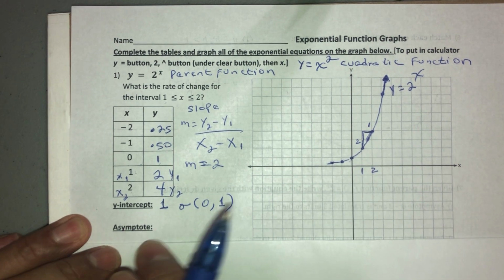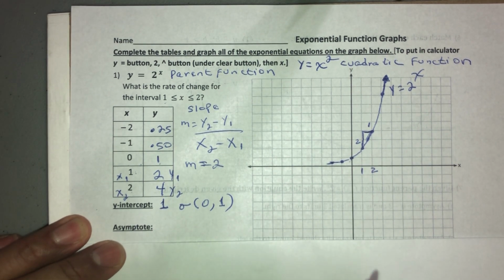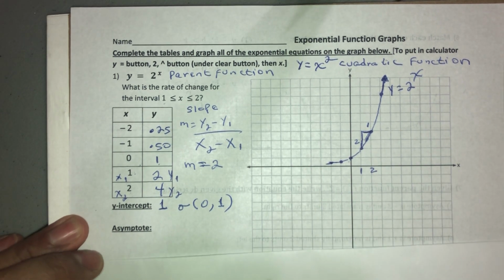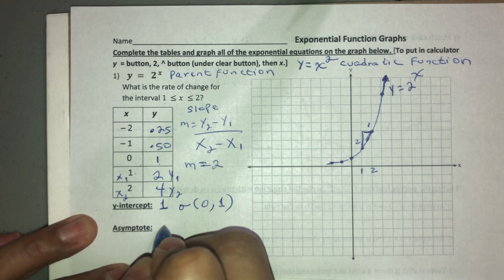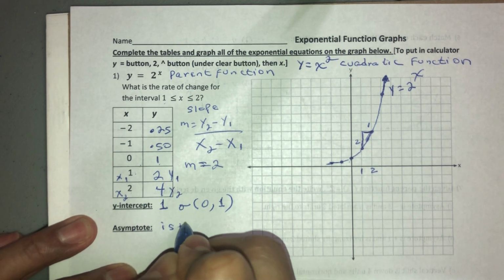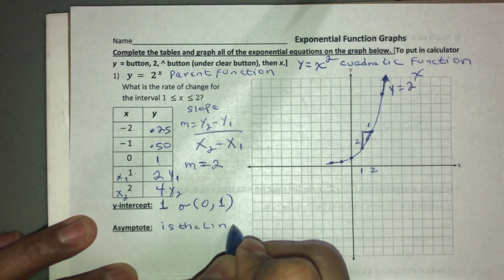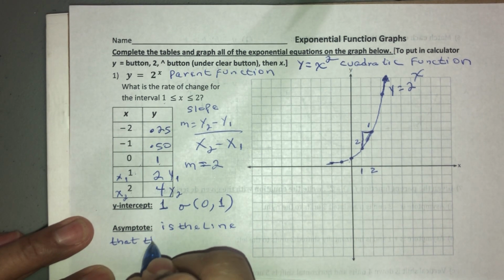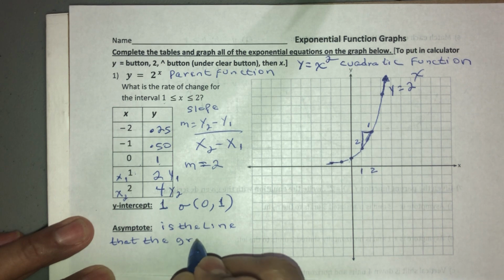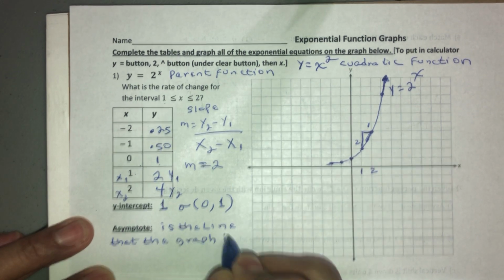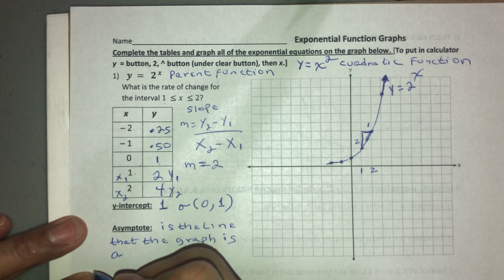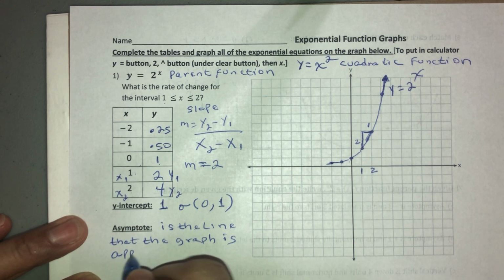Now, asymptote. Asymptote is the line that the graph is approaching. Okay, so let me read the definition. Asymptote is the line that the graph is approaching. I think approaching is two p's.